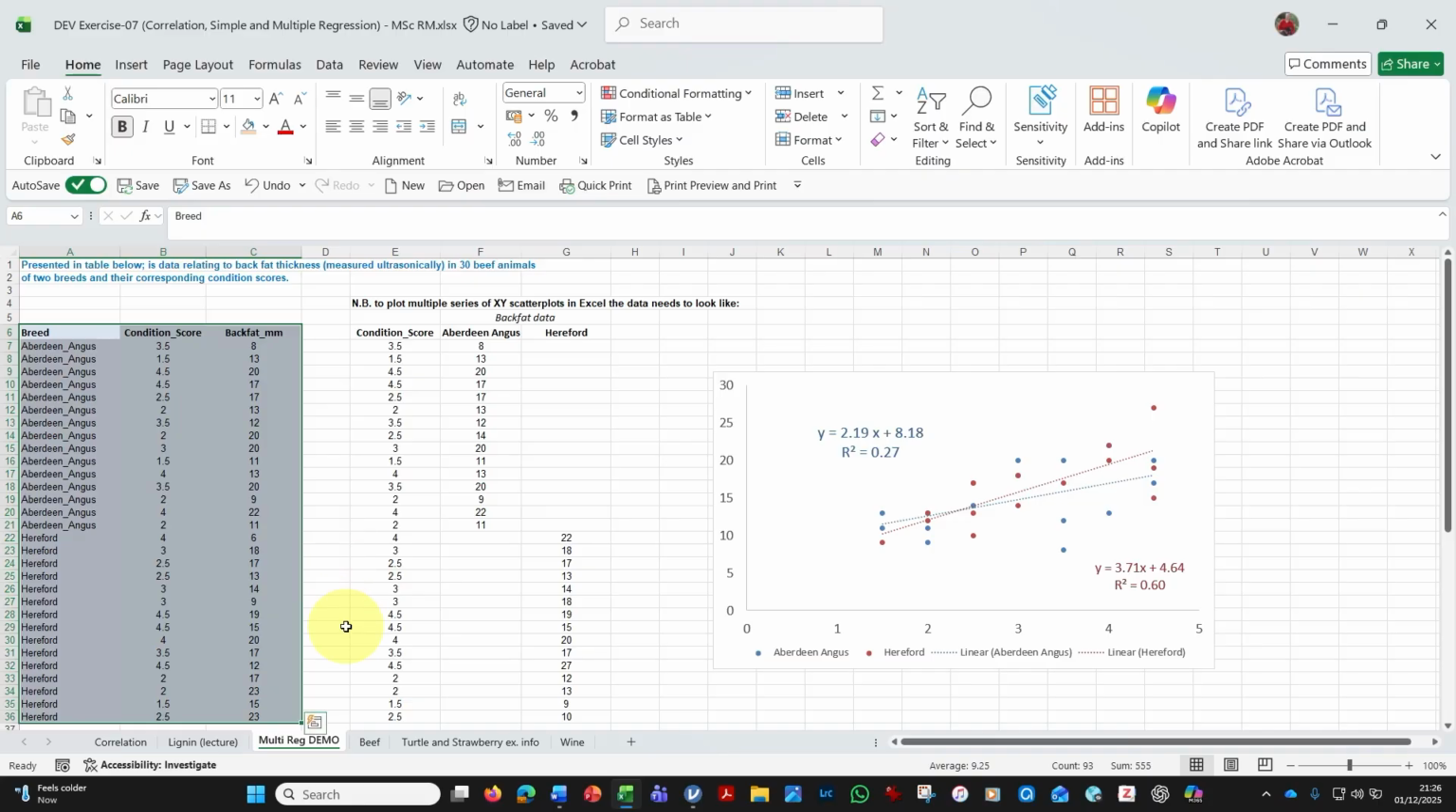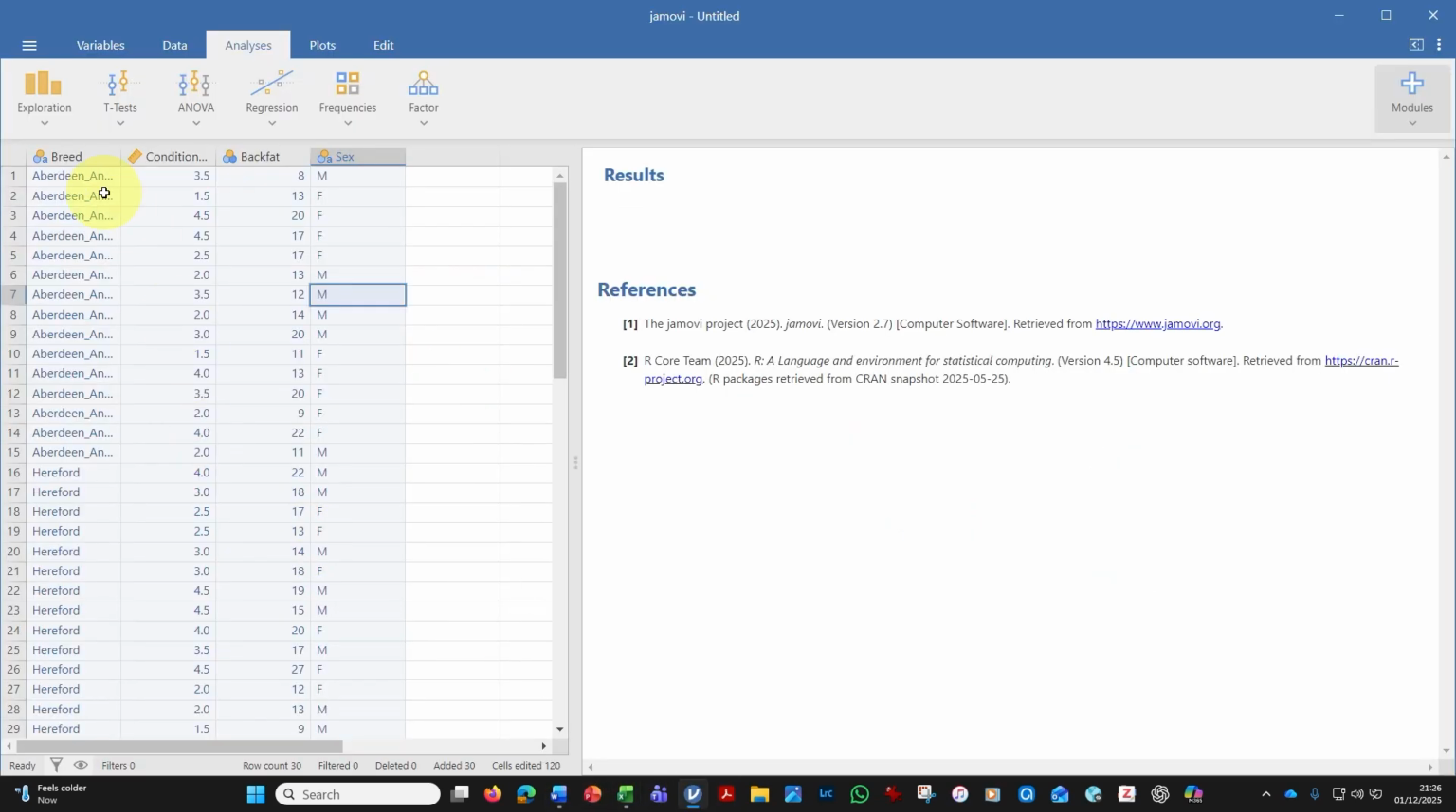And what I've done is I've copied these into Jamovi. Now I've set this all up already, so let's go to Jamovi and have a look what's already there. So we've got breed, condition score and back fat. And there they are. Breed, condition score and back fat. And actually I've added a separate one.